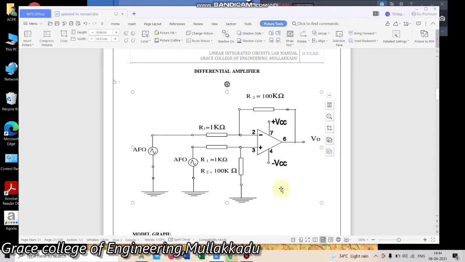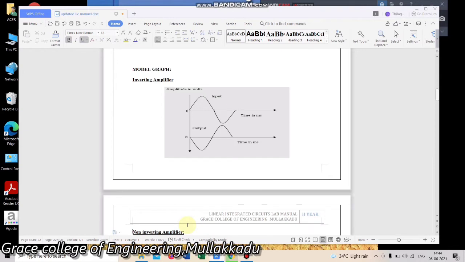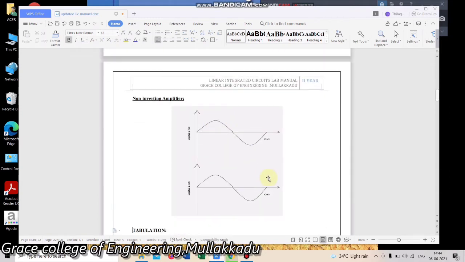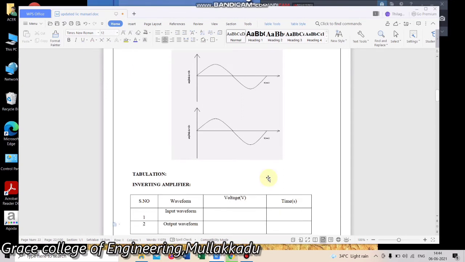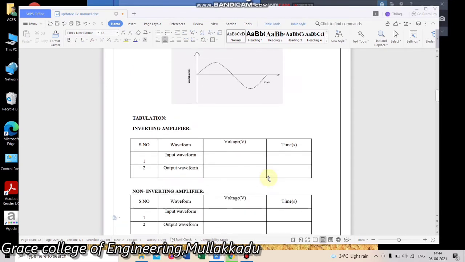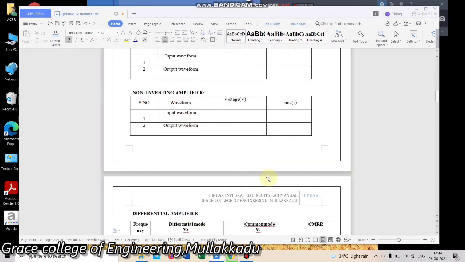Now we are going to see the model graph. For the inverting mode, the input is a sine wave, and the output is a 180-degree phase shifted sine wave. For the non-inverting amplifier, the input and the output will be the same without any phase shift. This is the tabular column. We have to take the values of voltage and time for the input and the output, and we should plot the graph for the inverting and non-inverting.